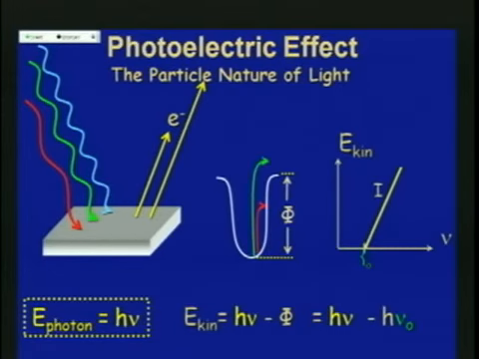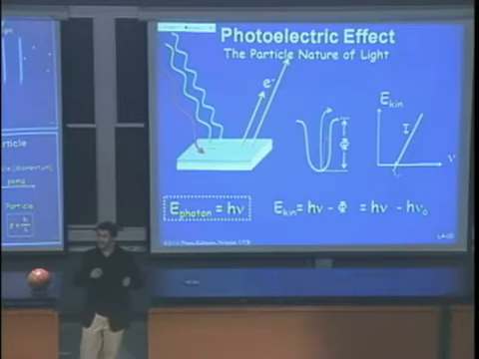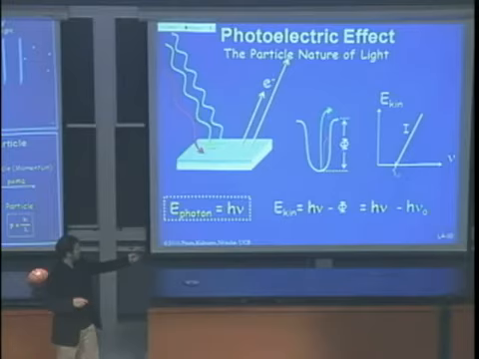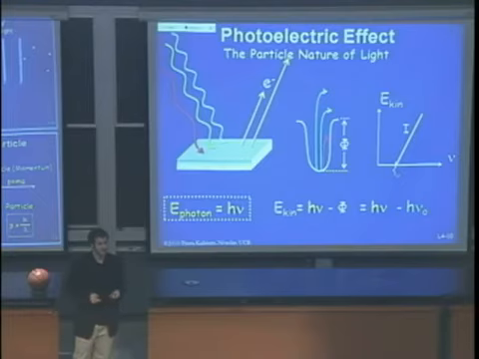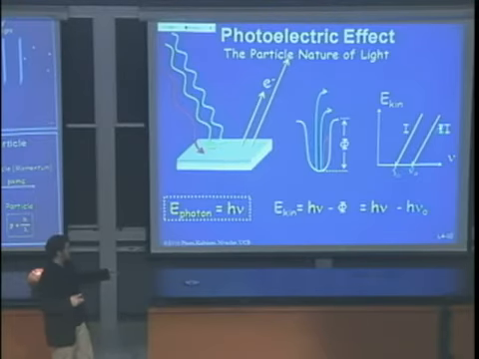But if I move to green now, I'm above this threshold. So it's able to get out of the well, and it's still got a little energy left over that it can sort of do what it wants with. This green here is just above the threshold frequency. And if I put blue, that just kicks the thing way out of that well, and it's got a ton of kinetic energy to work with. Okay? So that's how this was explained by Einstein.